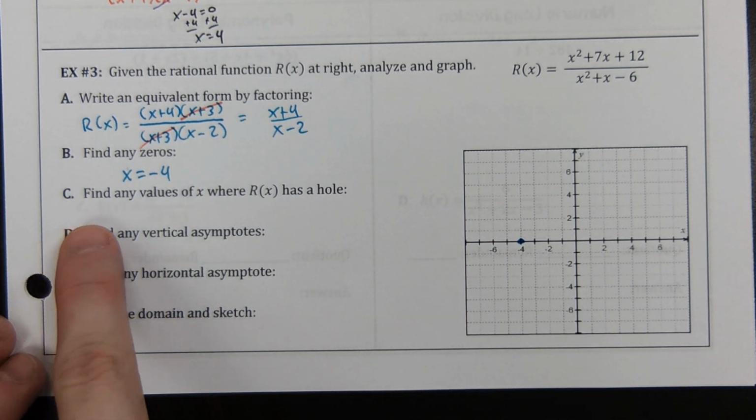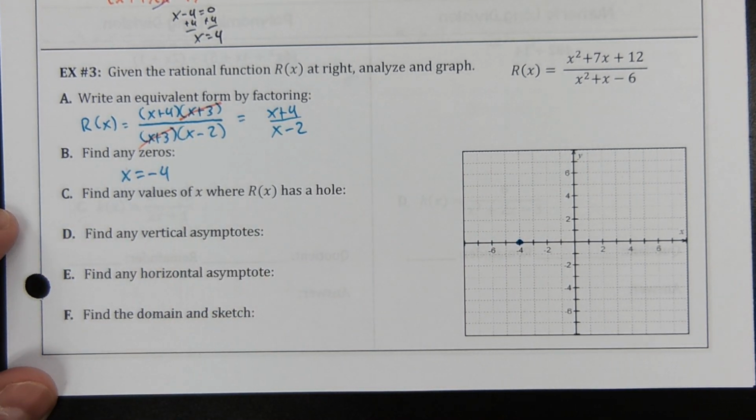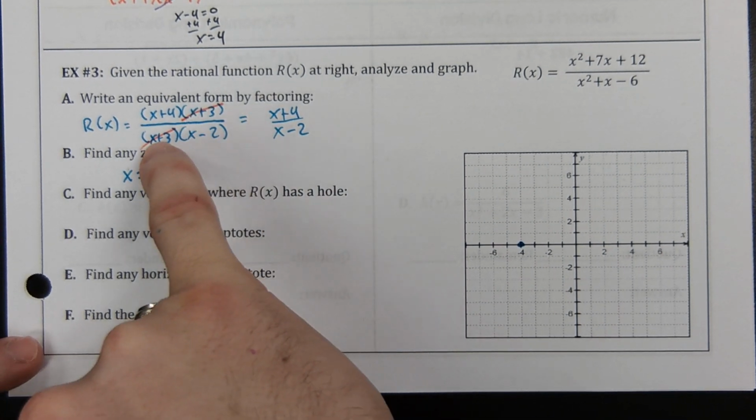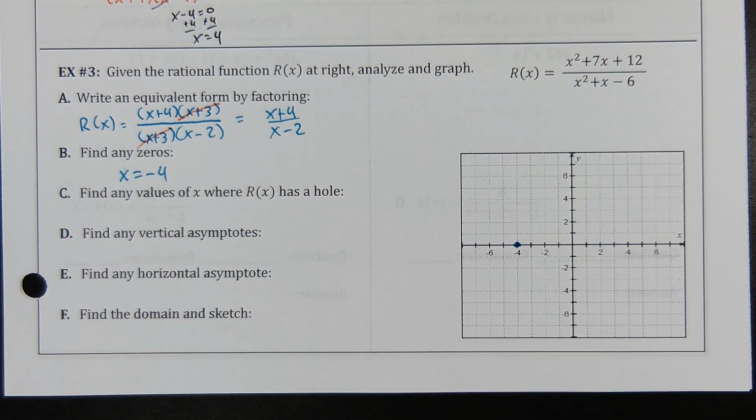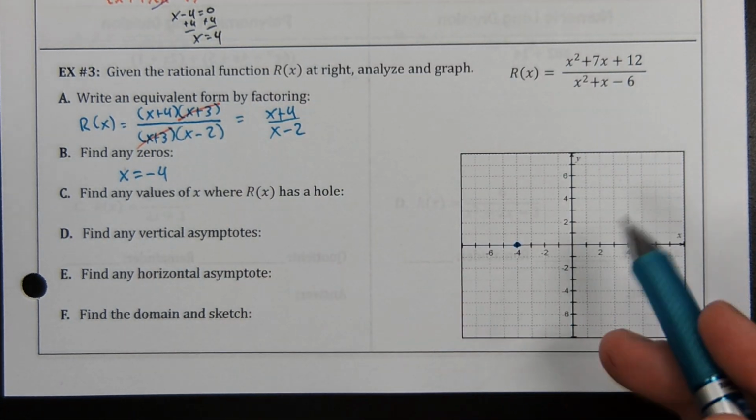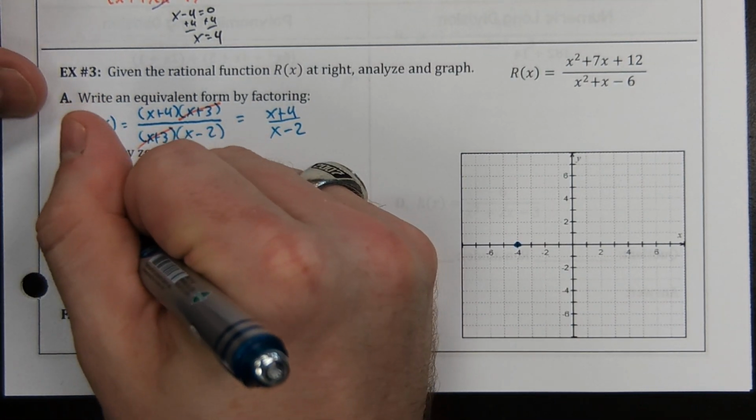Now it says to find x values where you have a hole. Well, you saw it right here in orange. I crossed off x plus 3. So there is a hole here. At what x value? Negative 3. It's the 0 of the factor that was canceled. I'm going to do the whole thing in blue so I can draw it in blue. It's going to happen at x equals negative 3.